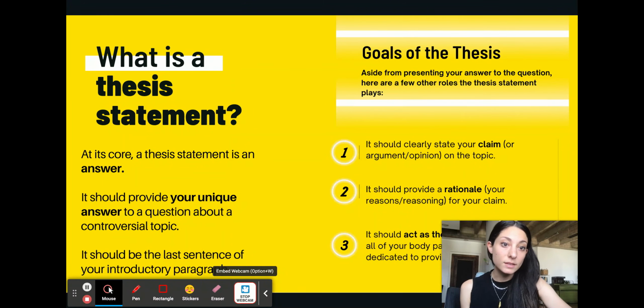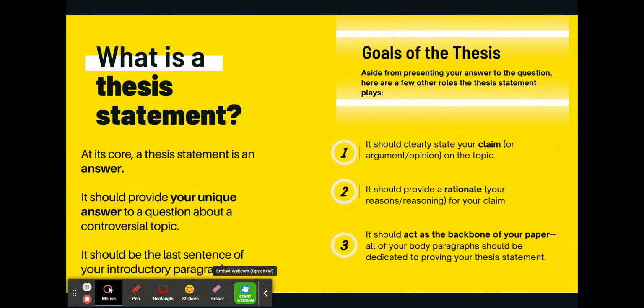The goals of the thesis include clearly stating your claim or your argument or your opinion on the topic. It should provide a rationale or your reasons or reasoning for your claim, and it should act as the backbone of your paper. All of your body paragraphs should be dedicated to proving the thesis statement.